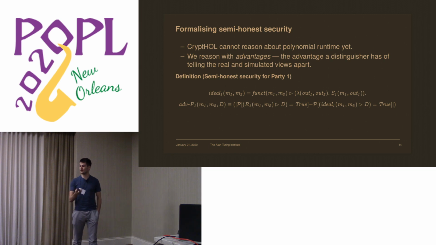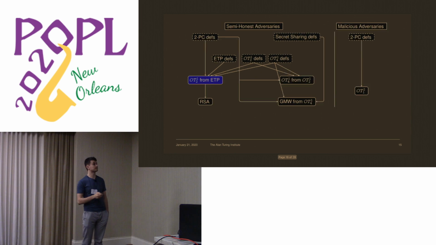The key being that the secret input isn't ever seen in this case. And then this advantage is just defined as the difference in the probabilities. So we have the probability when the transcript of the real world is given to a distinguisher, minus the probability of when the ideal world is given to the distinguisher.